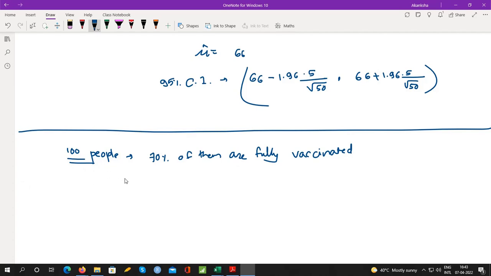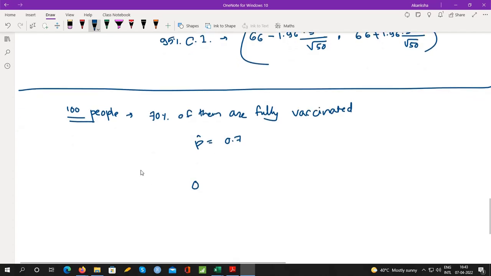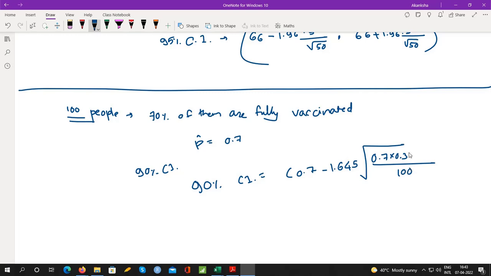Now I want to estimate for the entire Pune city what would be the proportion of people who have been fully vaccinated. Of course my point estimate will remain the same, but now I can give an interval. So let me give a 90% confidence interval this time. So the 90% CI would be 0.7 minus 1.645 square root of p into (1 minus p) divided by n, and 0.7 plus 1.645 square root of 0.7 into 0.3 divided by 100. This becomes the confidence interval for proportion.